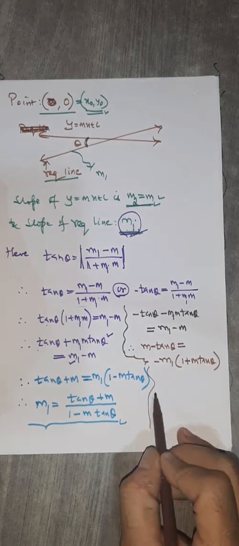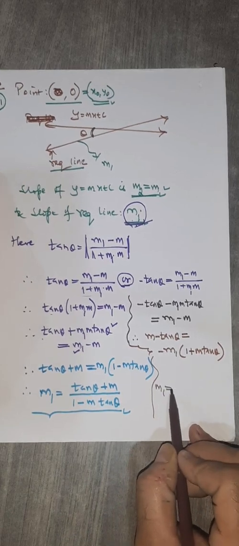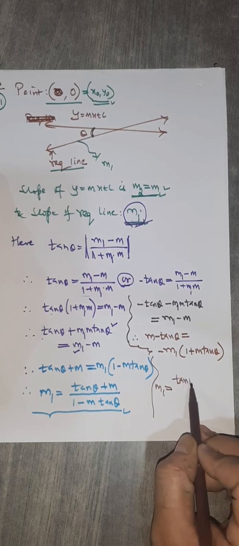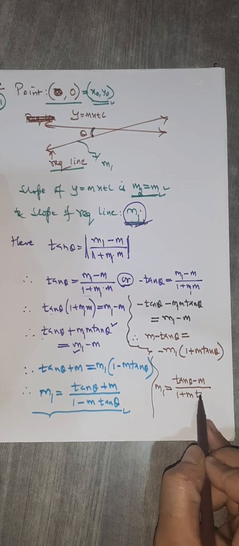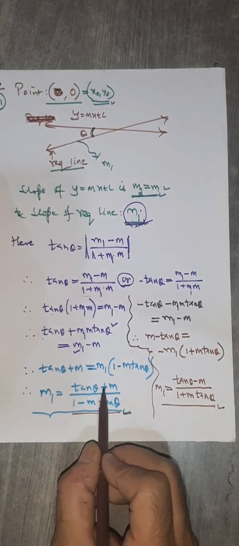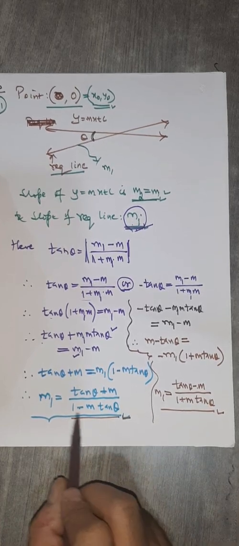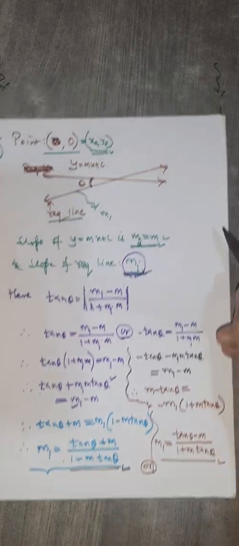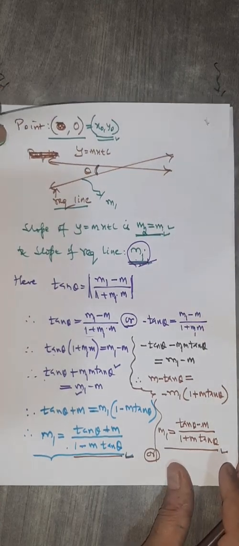Fine. So what is m1 from this? m1 will be, minus sign I'll use over here, so tan theta minus m upon 1 plus m tan theta. So either m1 is this or m1 is this. Plus, then here minus; minus, then here plus. Okay, now you are almost through. You have the slope, these or this. You have the point. Which point? x0, y0, which is the origin. So we'll get the equation of the line.